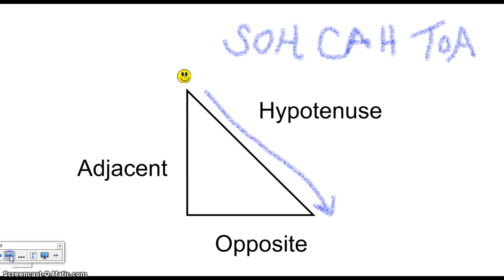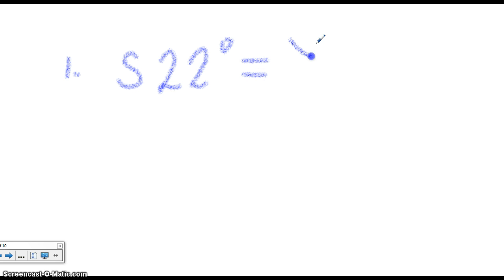All right, so we have our worksheet in front of us, and in the first one, number 1, we need to find out the sine of 22 degrees. I'm going to just use S. The sine of 22 degrees equals x over 15. To solve for x, we are going to actually figure out what the sine of 22 degrees is.